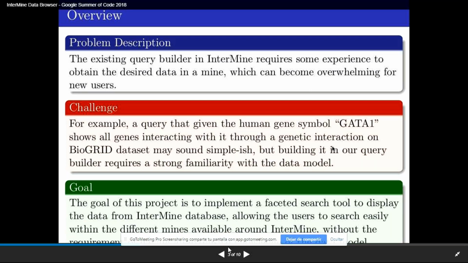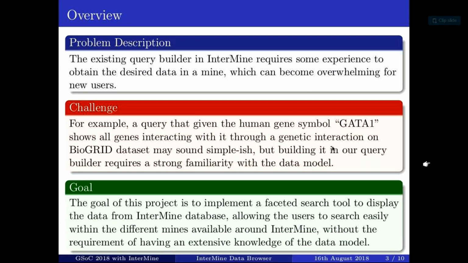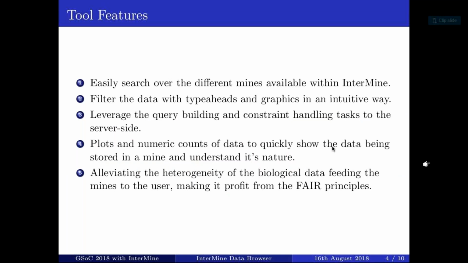So for example, a query that, given the human symbol DAT1, shows all genes interacting with it through a genetic interaction in the BioGRID dataset may sound simple-ish, but building this in the query builder requires a strong familiarity with the data model. So on top of this, the goal of this project is to implement a faceted search tool to display the data from the InterMine database, allowing the users to search easily between the different mines available around InterMine, without the requirement of having an extensive knowledge of the data model.